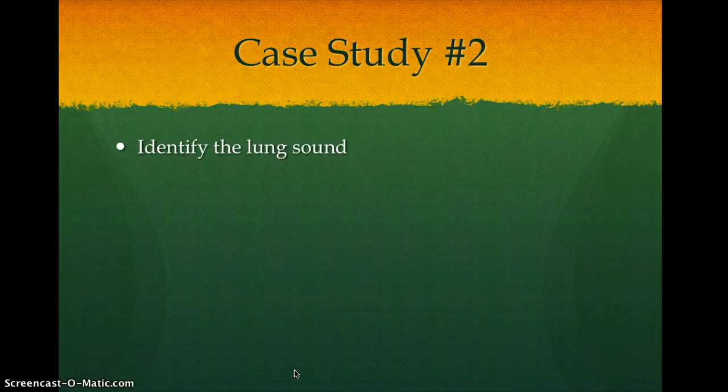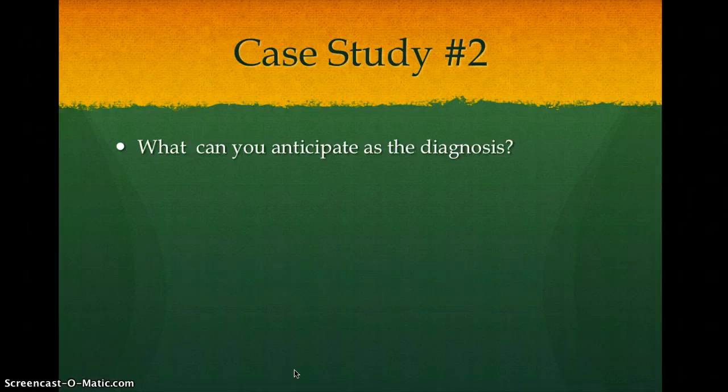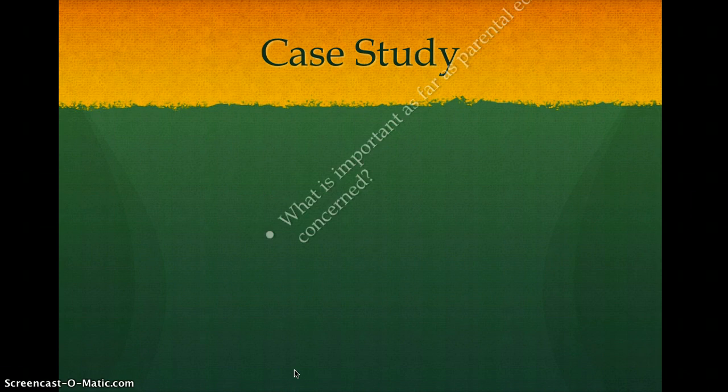Identify the lung sound there. And that would be stridor. Remember, it's a high-pitched sound that almost sounds like an obstruction. What can you anticipate as the diagnosis for TC? A key point to think about, to give you a little hint, is that it gets worse at night. And this would be croup.